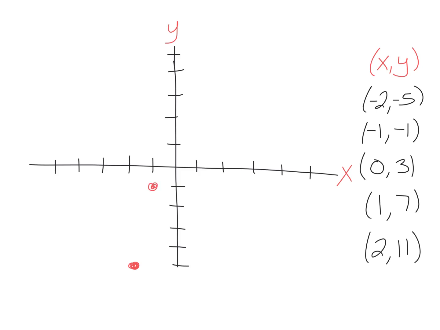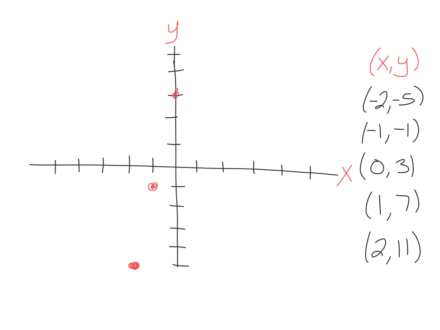Before I keep going, what should our graph look like? What kind of functions are we dealing with? Linear. So it should look like what? A line. It should be a line, okay? Our next one, 0, 3. I'm at the origin. Where do I go? Stay, then up 3.